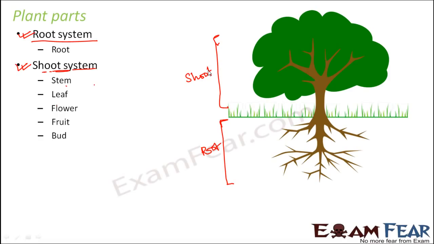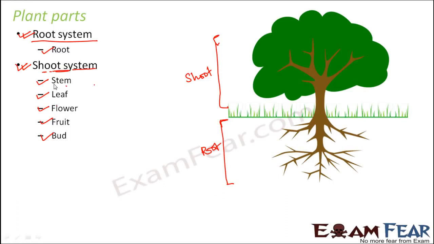Now talking about the shoot system, the shoot system is again divided into many parts, because the part of the plant which remains above the ground again consists of so many things. It has leaves, it has flowers, fruits, buds. So there are actually so many things. All these things together constitute the shoot system, right? So in this lesson, our agenda is to discuss each of these parts of a plant in detail. That is, starting with root, what is root. So we will first talk about root, then stem, then leaf, flower, fruit, seed.